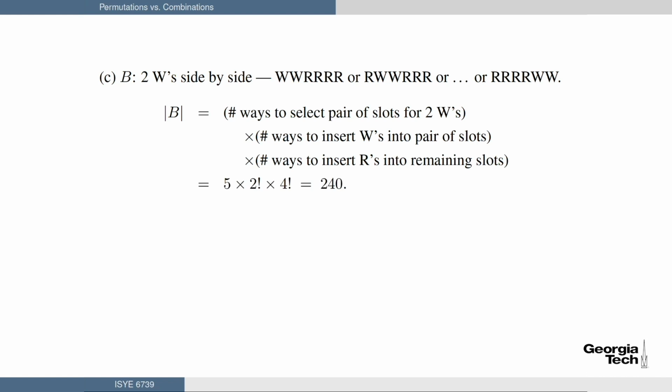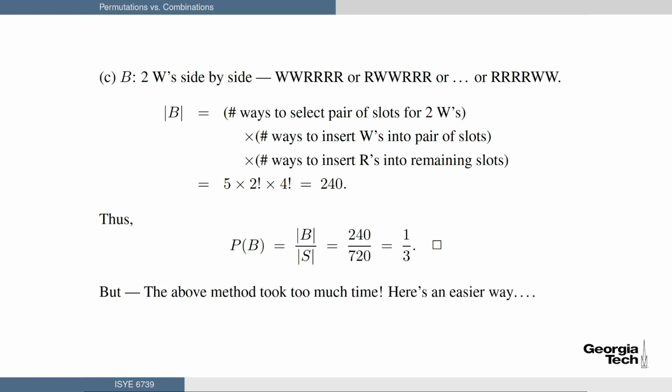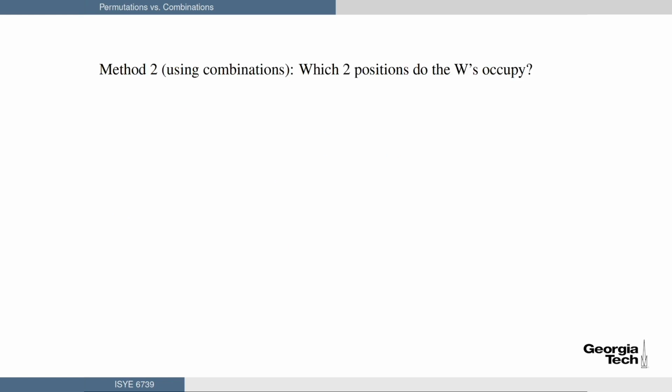And that's equal to 5 times 2 factorial times 4 factorial, and that equals 240. And so therefore, the probability of B, the probability that the 2 white marbles are side by side, is 240 over 720 equals 1/3. Fantastic. So the issue, though, is that I'm really lazy, and this method took way too much time. So here's an easier way.